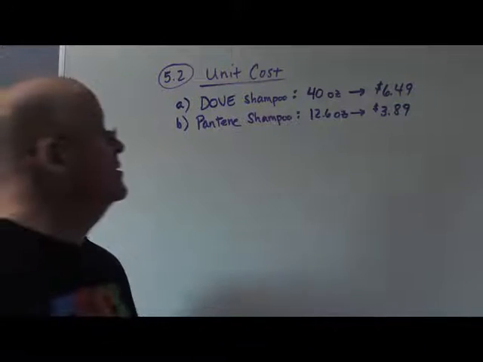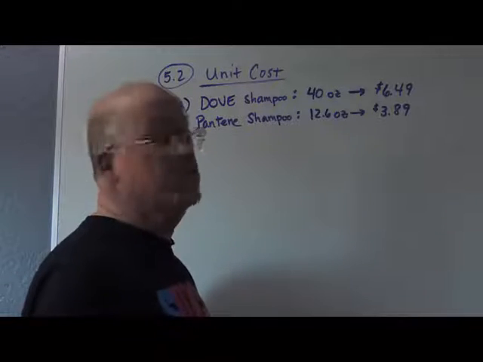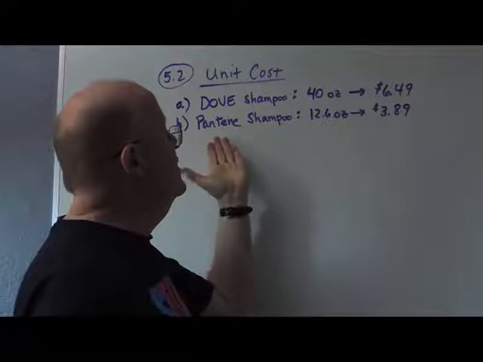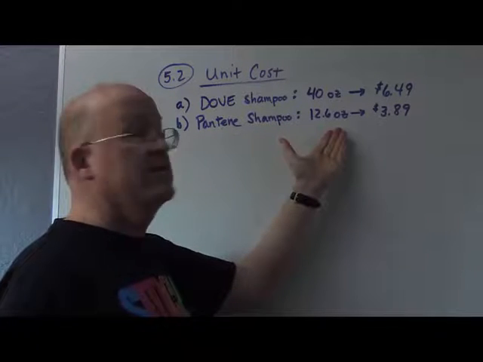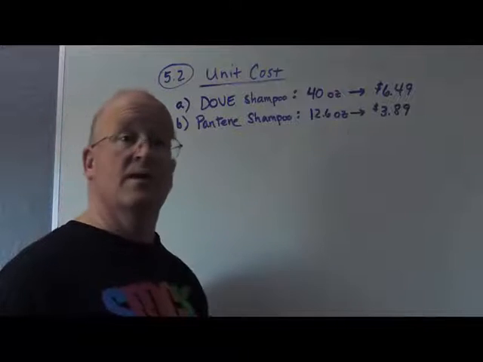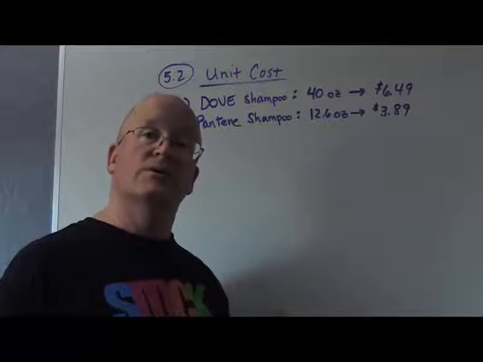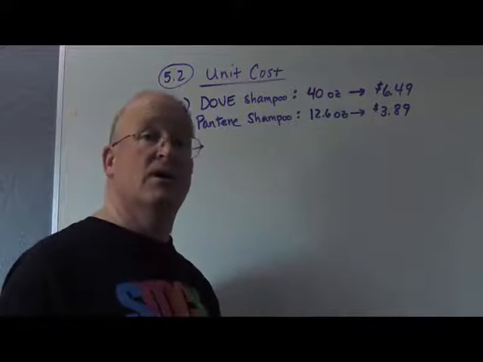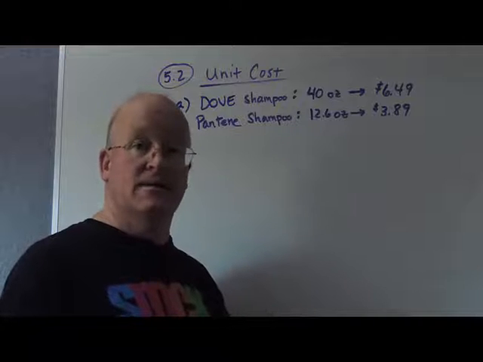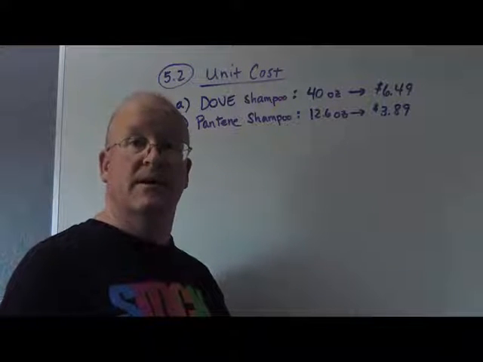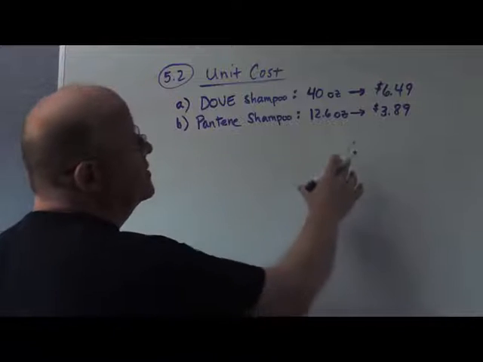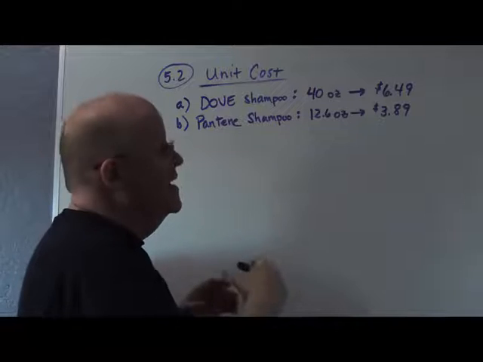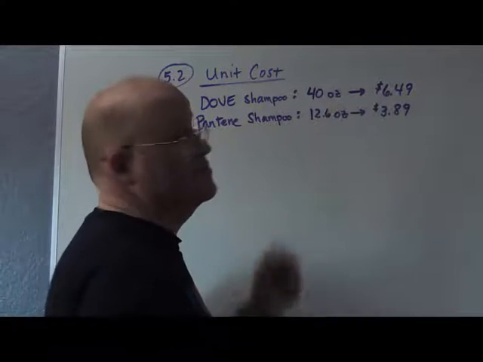Now we're going to do a price comparison between Dove shampoo and Pantene shampoo. I have listed up here on the board that the Dove shampoo is a 40-ounce bottle selling for $6.49, and that Pantene shampoo is a 12.6-ounce bottle selling for $3.89. In order to do a price comparison, we need to first find the unit cost of each and use that to make a determination as to which is the better buy. So to find the unit cost, we need to know what is the price per ounce, and we want to divide the price by the number of ounces.